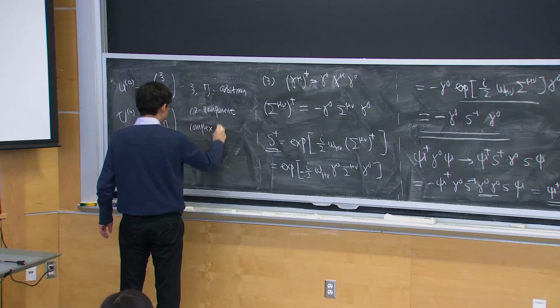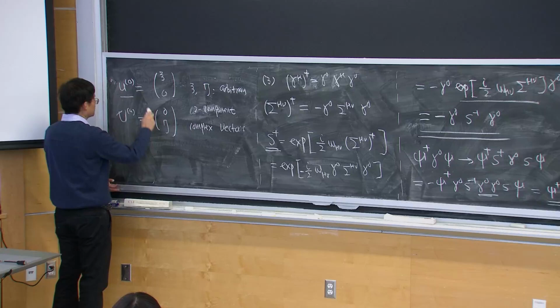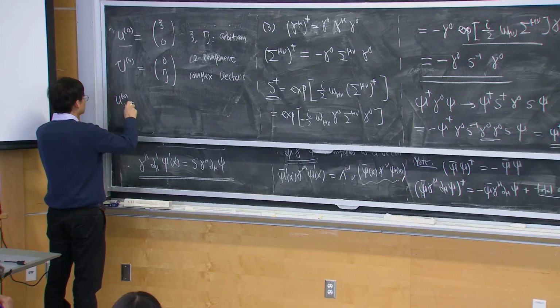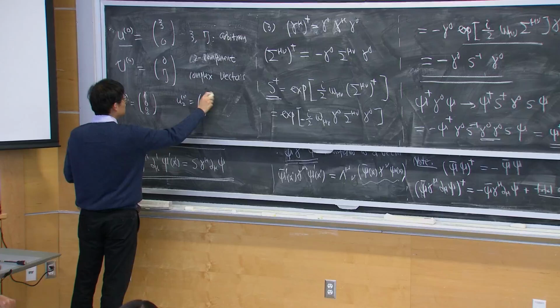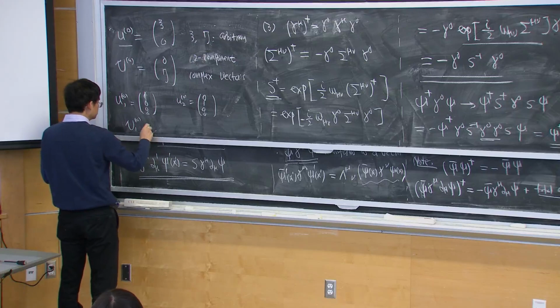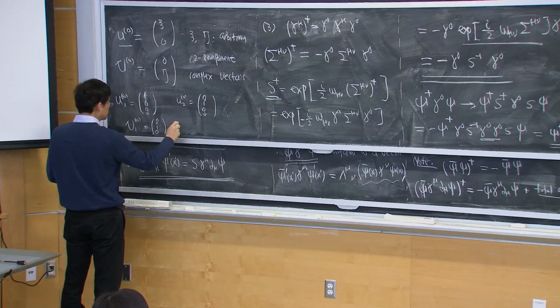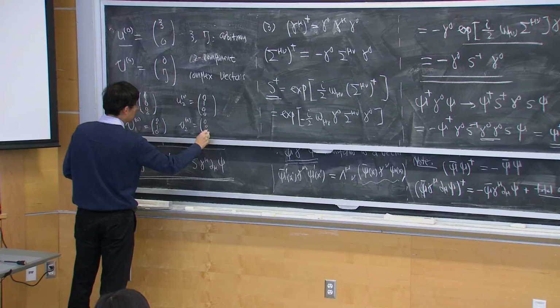Once you have U0 and V0, we can choose a basis, for example U0,1 equal to (1, 0, 0, 0) and U0,2 equal to (0, 1, 0, 0), and similarly for V0,1 and V0,2. So you can just choose these as a basis.